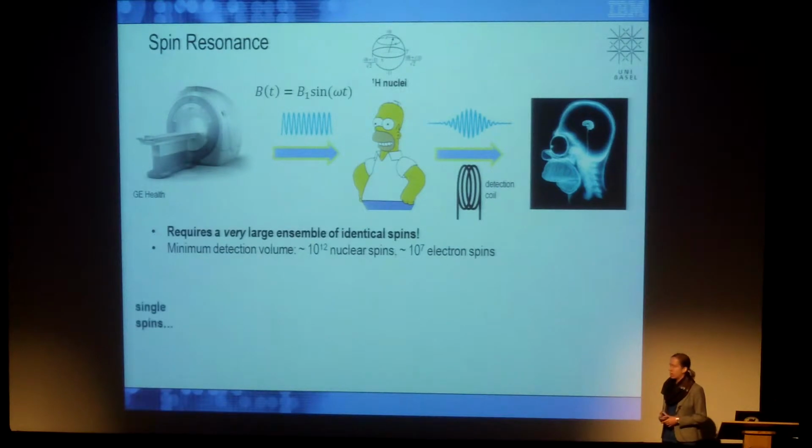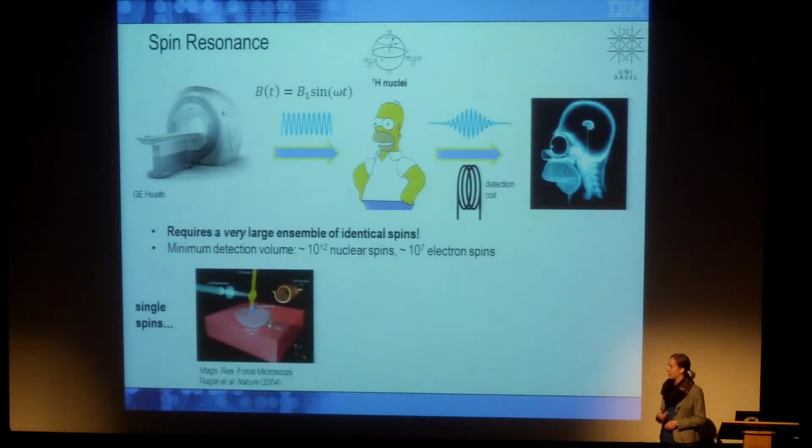But we're not the only ones that do that. There are other techniques, and for example, a lot of the qubit measurements are also spin resonance measurements. One example that uses small ensembles of spins is magnetic resonance force microscopy, which works very similarly to the MRI, just on a miniature scale and with scanning capabilities.